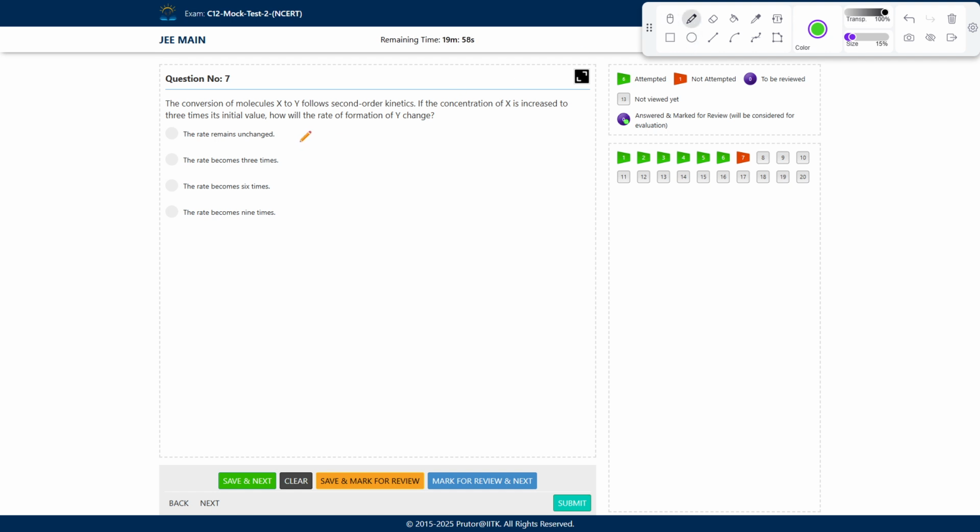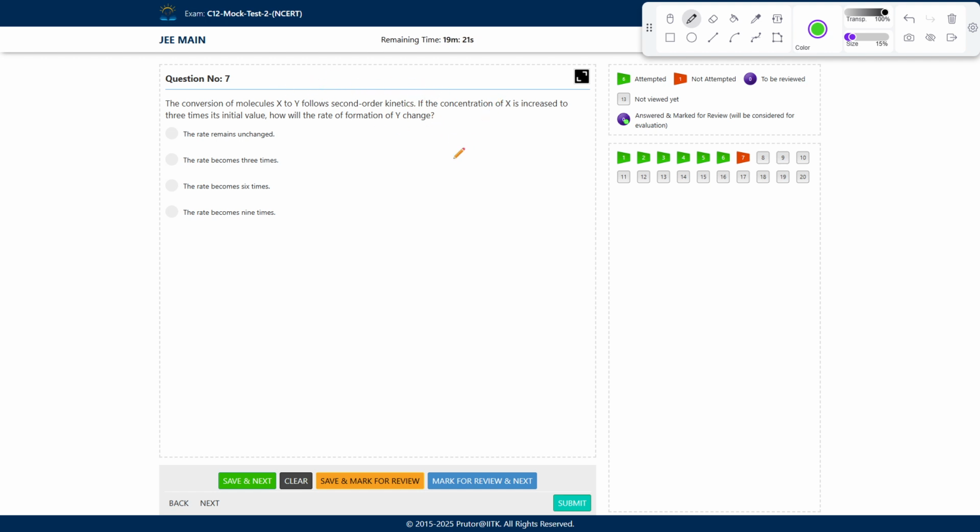Now this question number 7 is saying that the conversion of molecules from X to Y follows second order kinetics. If the concentration of X, that is the reactant, is increased to 3 times its initial value, how will the rate of formation of Y change? Okay, so we are given that the molecules are converting from X to Y. X is a reactant, Y is a product. So X is converting to Y, and this process is following second order kinetics.